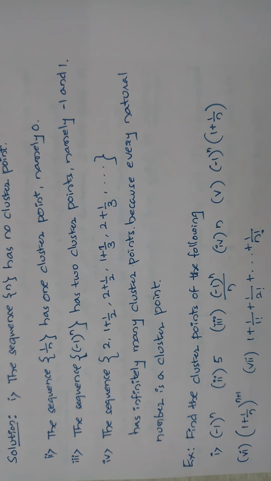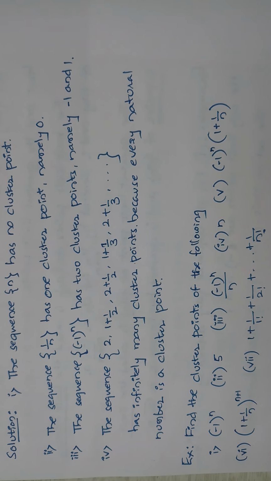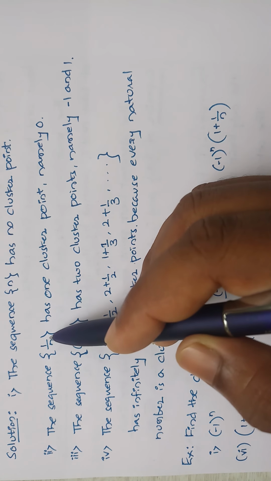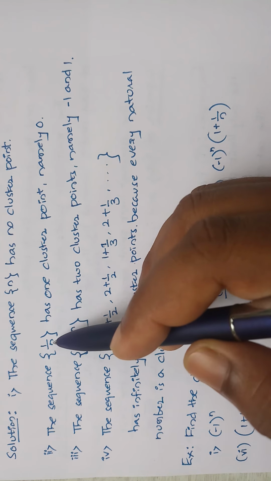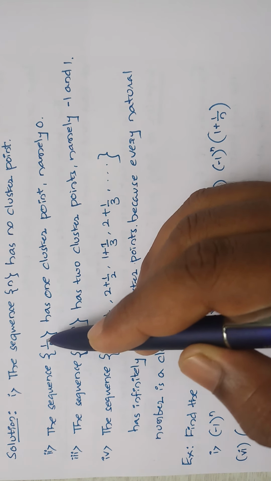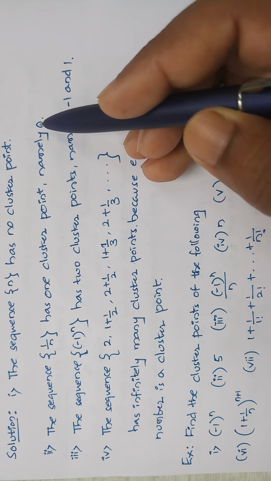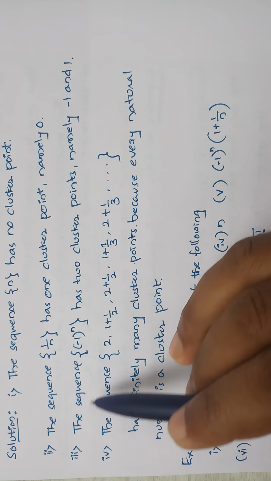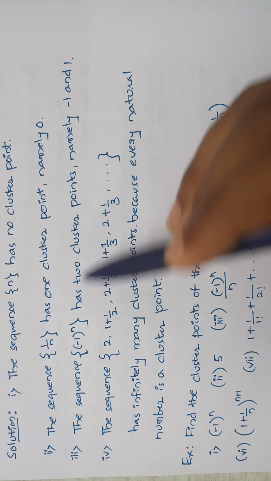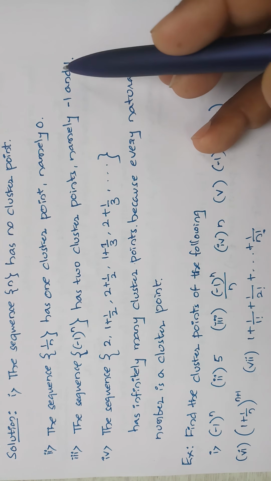The sequence 1 by n has one cluster point. You know that when n tends to infinity it reaches towards 0, and all the values of this sequence are around 0. Therefore it has only one cluster point, that is 0. Another example is (-1)^n, which has two cluster points. When n is odd it is -1 and when n is even it is 1.